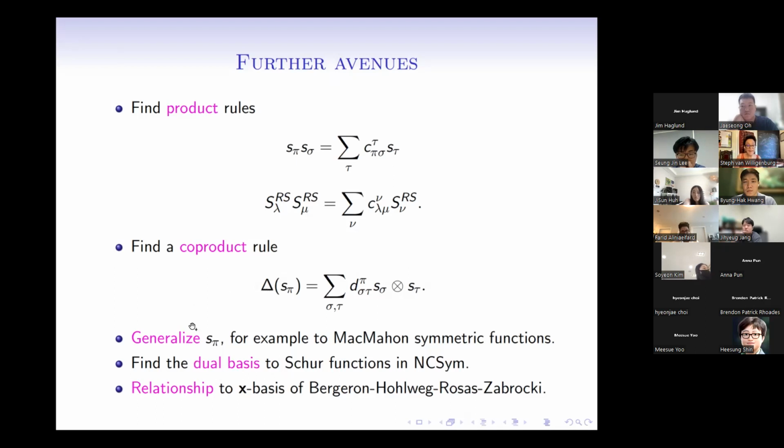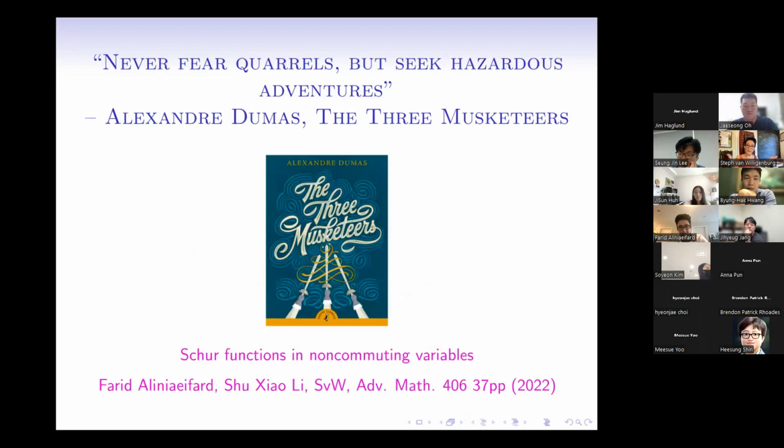Can you generalize our Schur functions in non-commuting variables, for example, to Macdonald symmetric functions, or maybe the Hall-Littlewood functions or the Macdonald polynomials that Jim and Anna were talking about, maybe the cylindric ones that Jang Soo Kim was talking about? What's the dual basis to our Schur functions in non-commuting variables? And what's the relationship to the X basis of Nantel Bergeron, Hollweg, Rosas, and Zabrocki, which is also related to representation theory? So with that in mind, that brings to an end my adventures for today.